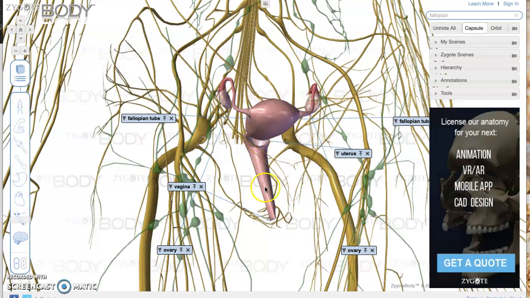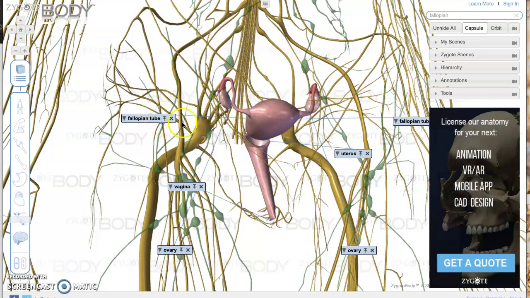Next, the ovaries. The ovaries are small, oval-shaped glands that are located on either side of the uterus. The ovaries produce eggs and hormones.